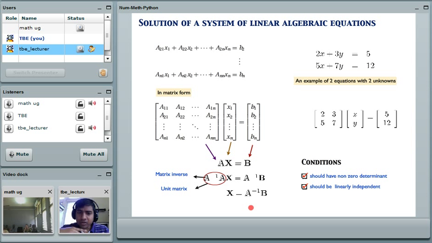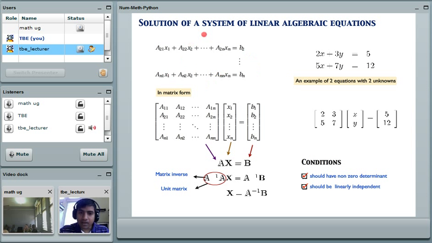So now I'm going to talk about a system of linear algebraic equations. It can be in any number of variables. For example, let's take only two variables here. You can see these equations on the right. There are two equations, 2x plus 3y equals 5, and 5x plus 7y equals 12. These are the two equations I have. I know these equations, but I have two unknowns to find, so I have to solve them simultaneously. That is, if I find what x is, I can find what y is.